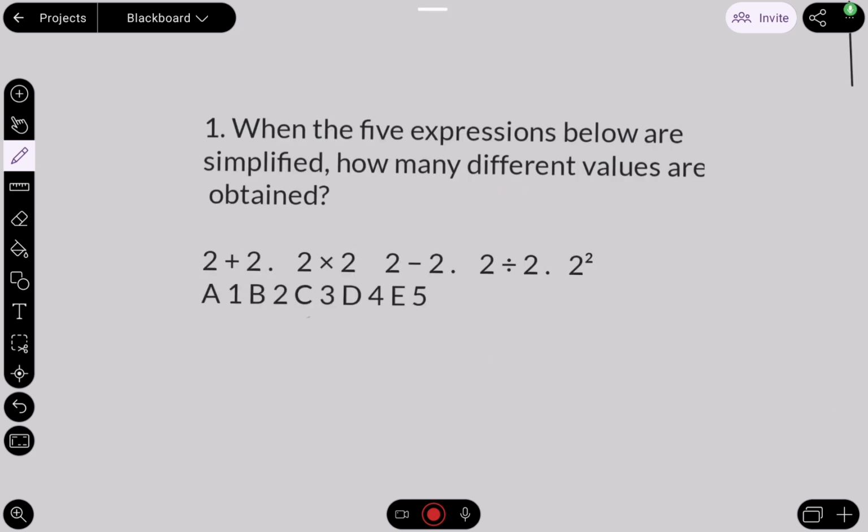5 expressions below are simplified. How many different values are obtained? We have the same rules as every other video. Your 3 seconds starts now.